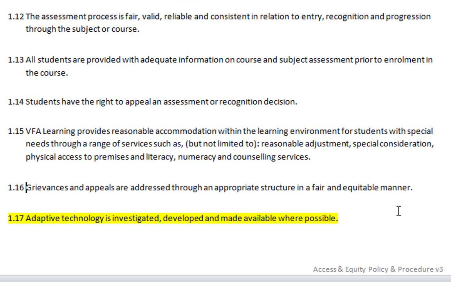Adaptive technology is investigated, developed and made available where possible. An example is that you can now get software that assists people with sight impediments or partial blindness to better see the screen. It actually makes the font size larger as they're looking through it. This would be an example of an adaptive technology we could use to assist a student.